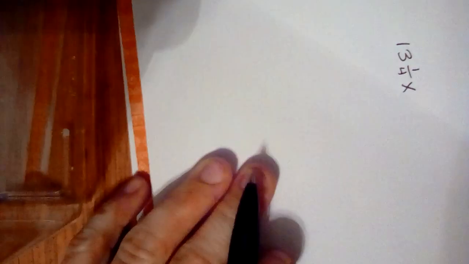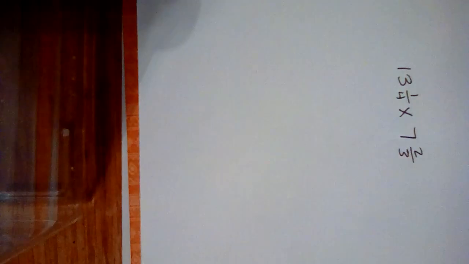I'm going to give you a hard one. 13 and 1/4. By hard, I just mean bigger numbers. 13 and 1/4 times 7 and 2/3. Alright, take a second. I want you to work it out, and then press play, and we'll go over it. Alright, let's go over it.